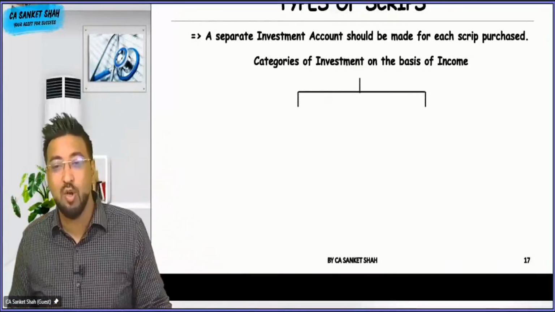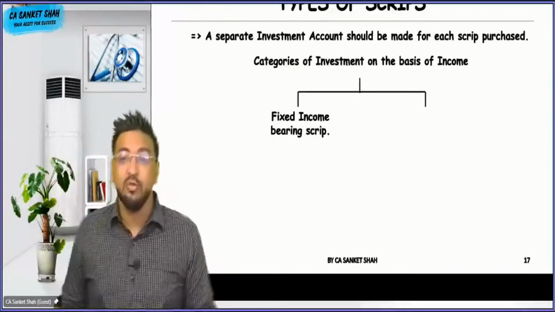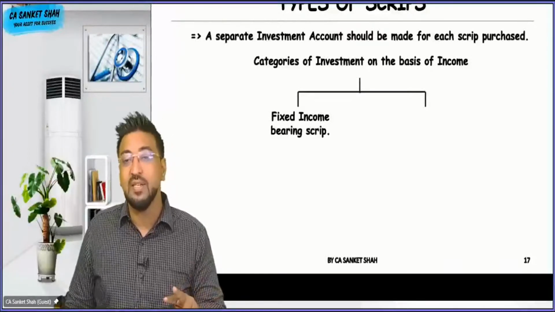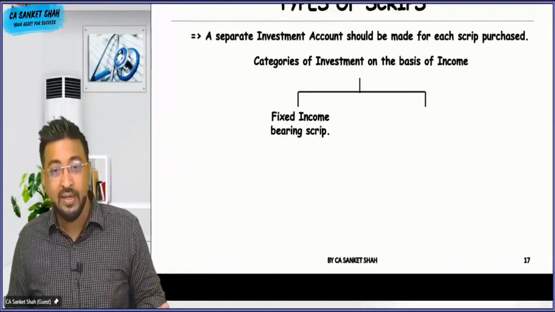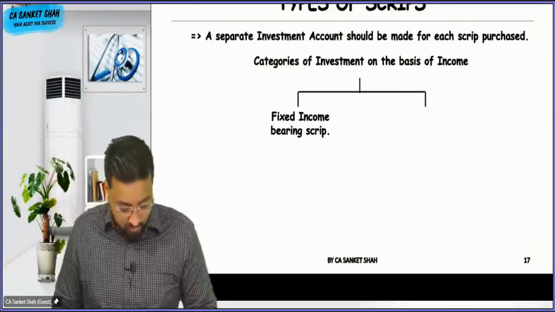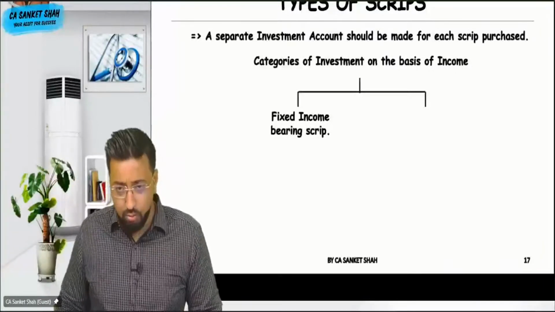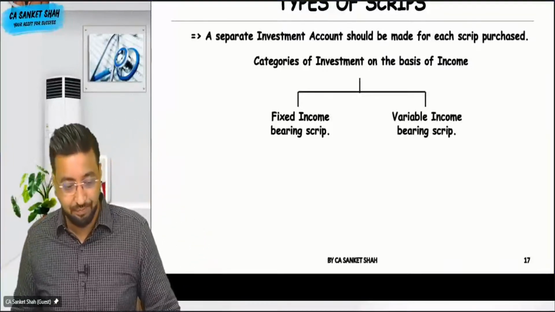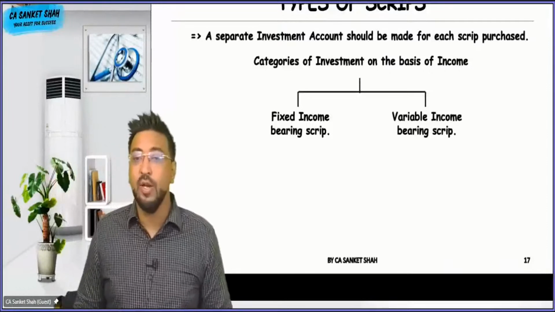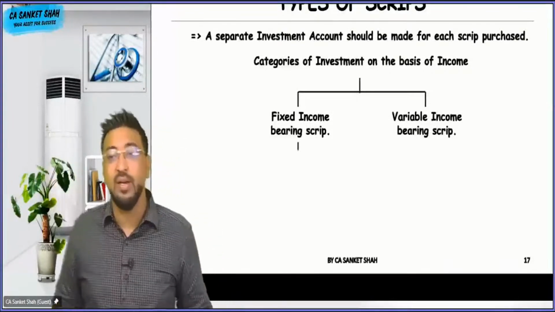So categorize of investment on the basis of income. It is divided in two parts. One is fixed income. Fixed income means I am getting interest every year. And second one, I am getting variable income. So what is variable income? Variable income is a dividend. In simple language, it is a dividend.